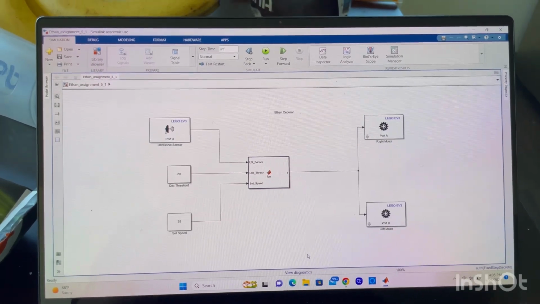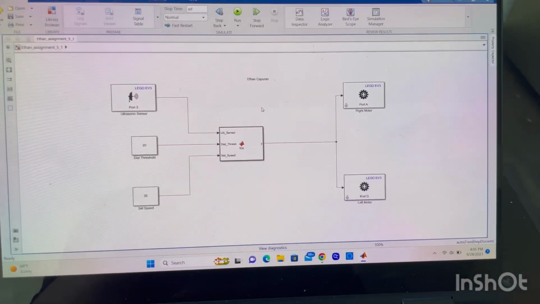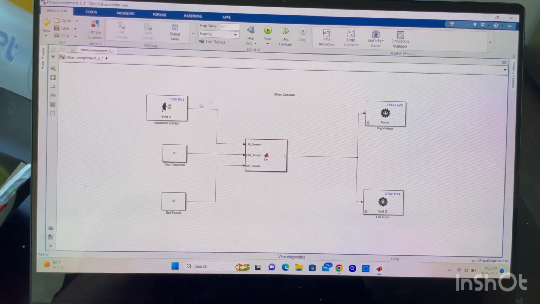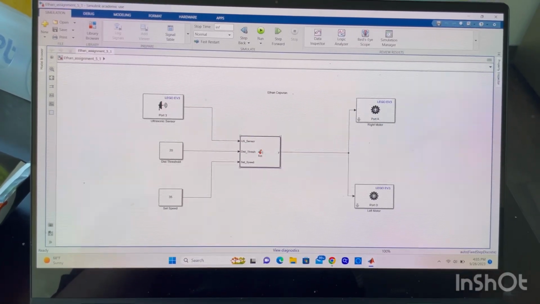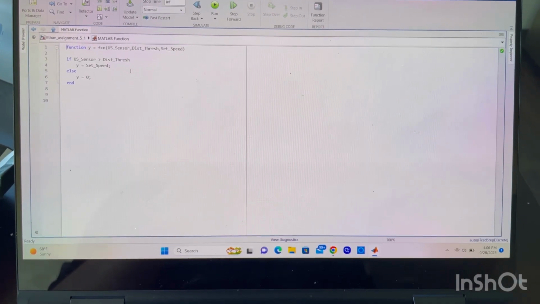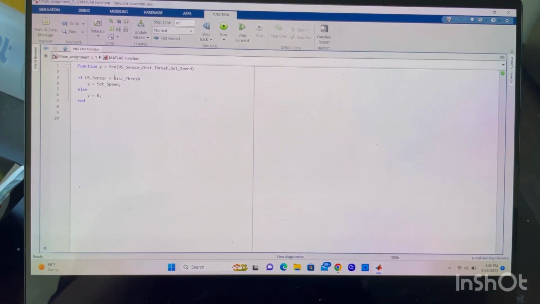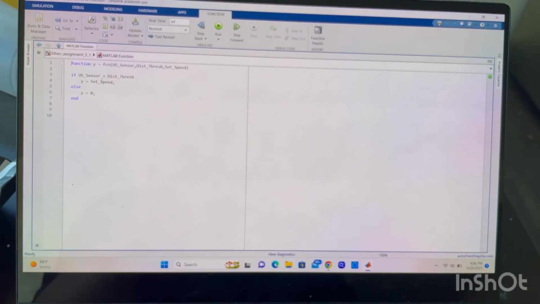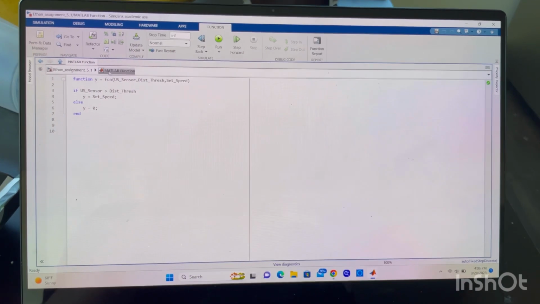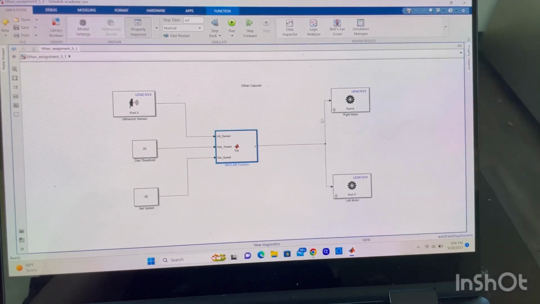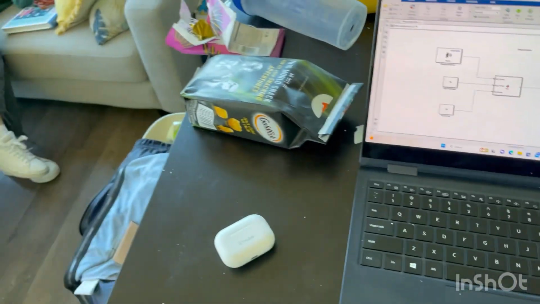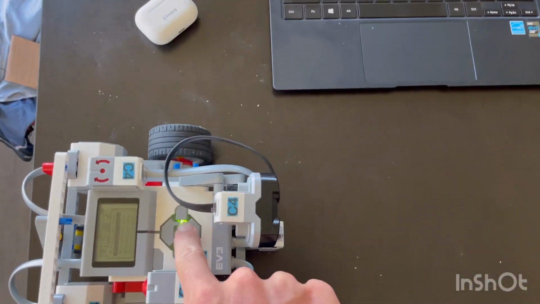Alrighty, so here we have our first program where we create our own function, which is just using the sensor to determine the distance threshold and creating if-else statements. If the sensor is greater than the distance threshold, set speed is equal to y. If it is not, y is equal to 0. So that would mean the motors stop moving in a straight line. Let's see this here.